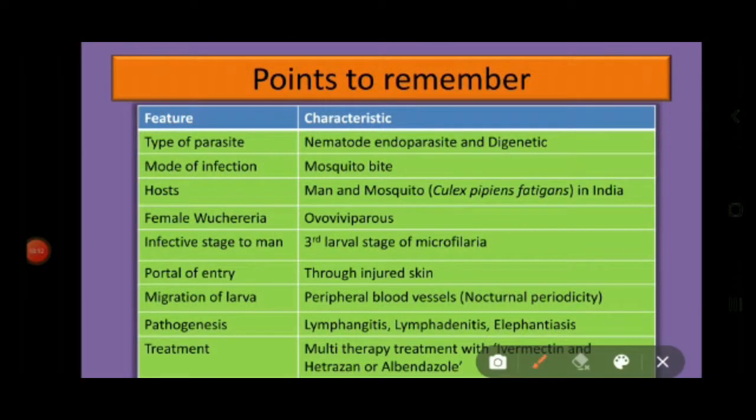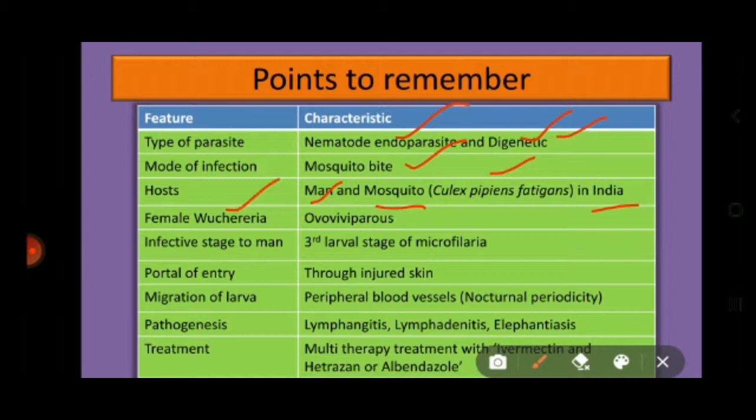So what is the type of parasite? It is a nematode, an endoparasite, and a digenetic parasite. The infection is caused by mosquito bite, and the mosquito species differs in different areas geographically. Primary host is man and the secondary host is mosquito. And especially in India, Culex pipiens fatigans is the secondary host.